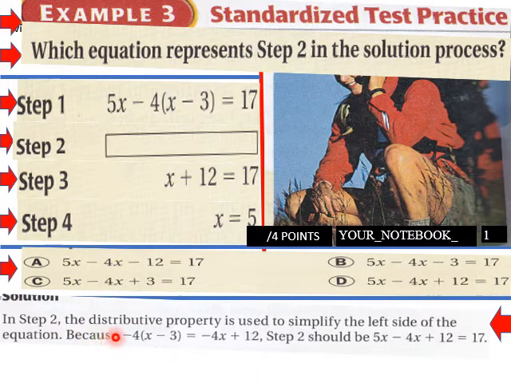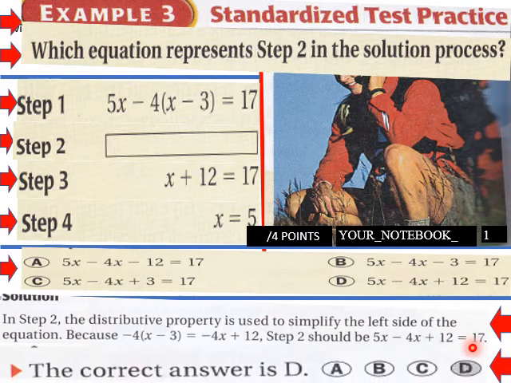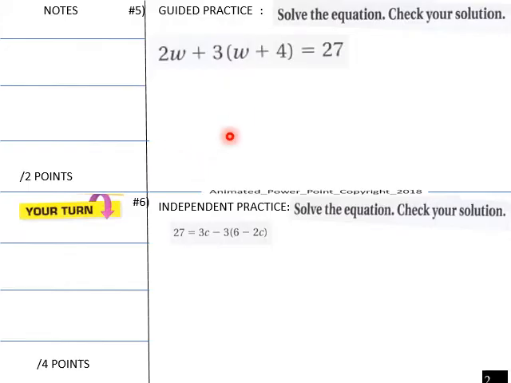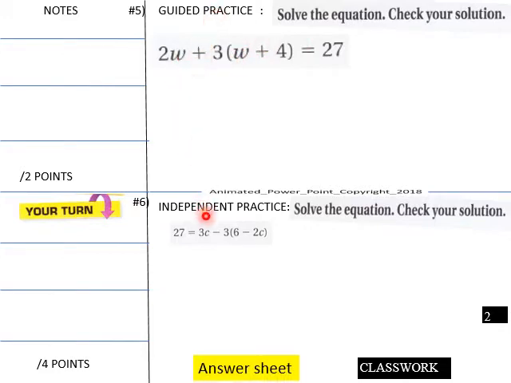So in step 2, the distributive property is used to simplify the left side of the equation, because negative 4 times the quantity x minus 3 equals negative 4x plus 12. Step 2 should be 5x minus 4x plus 12 equals 17. So the correct answer would be D. It would be right over here. This is your correct answer for step 2. So solve the equation, check your solution. This is our guided. This is your independent, students.